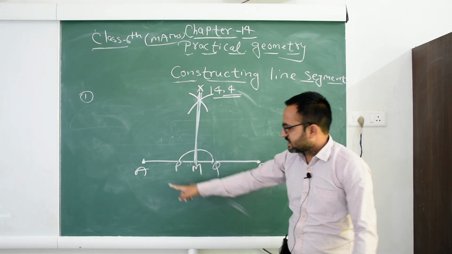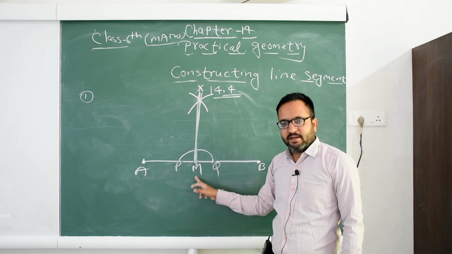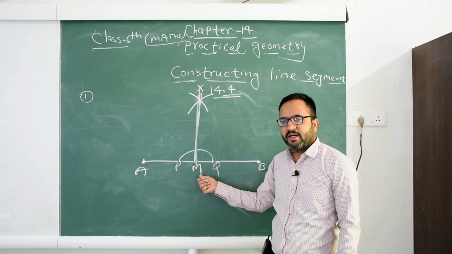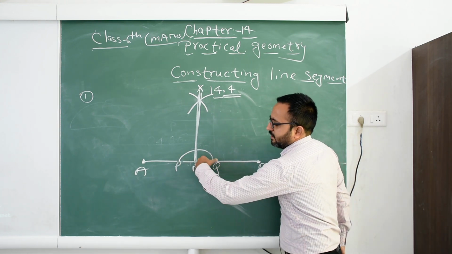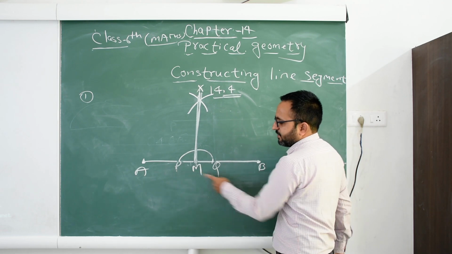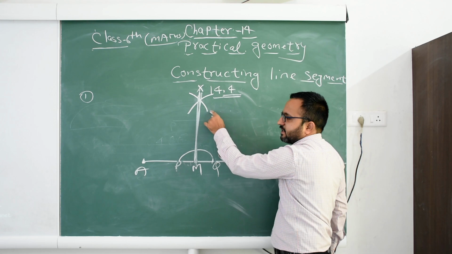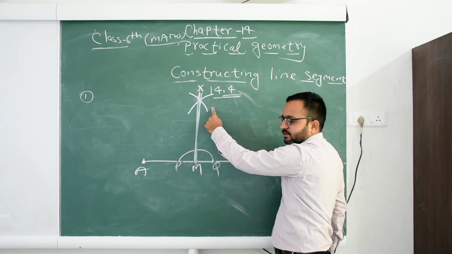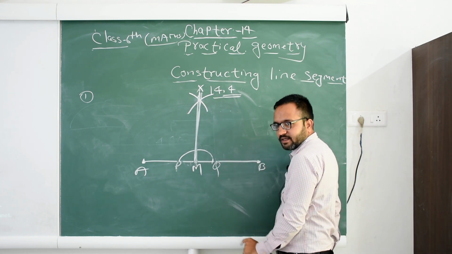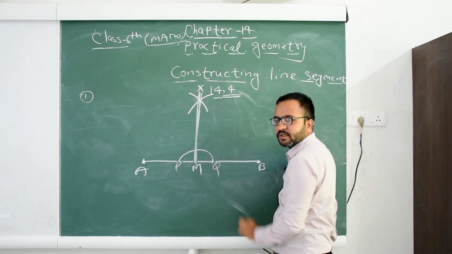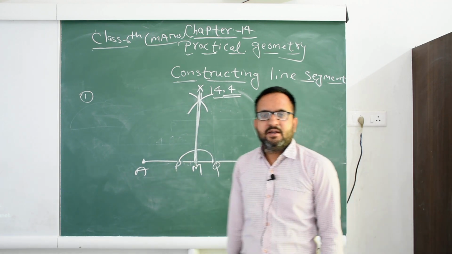Once again I repeat: first we draw line segment AB and take a point M on it. Now with M as the center, we cut an arc and mark points P and Q. Now with P as the center, we cut another arc, and with Q as the center, we cut another arc. Now join X and M. So this is your required perpendicular.